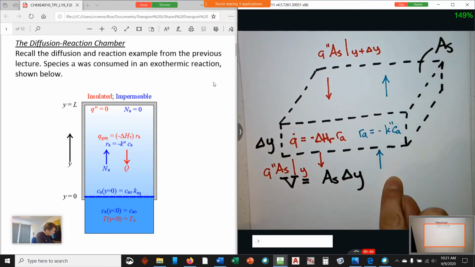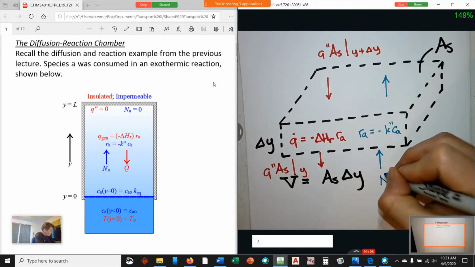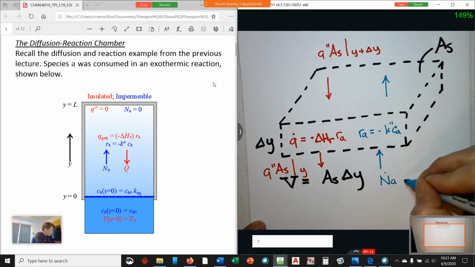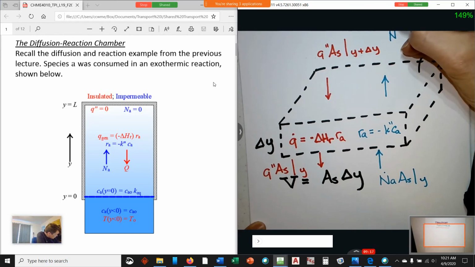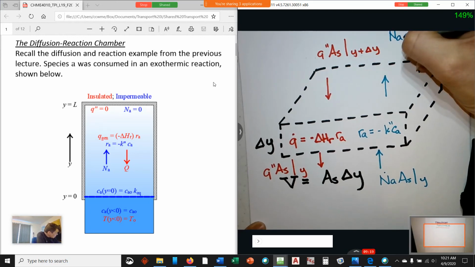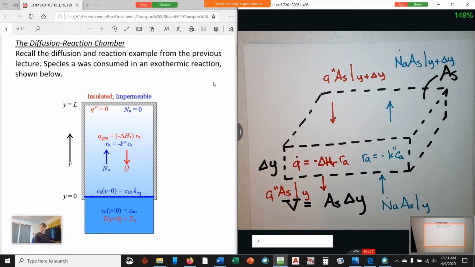So for mass transfer, we'll have the flux of moles of A times the area evaluated at Y. And coming out, we will have the flux of moles of A times the area evaluated at Y plus delta Y. All right, so now we can start filling in our conservation law.